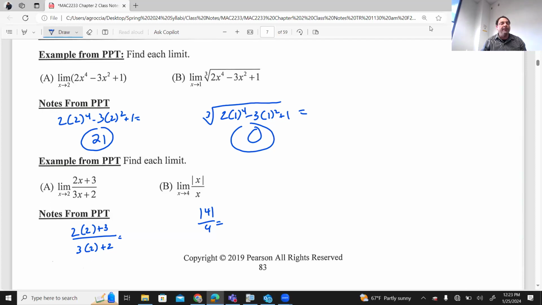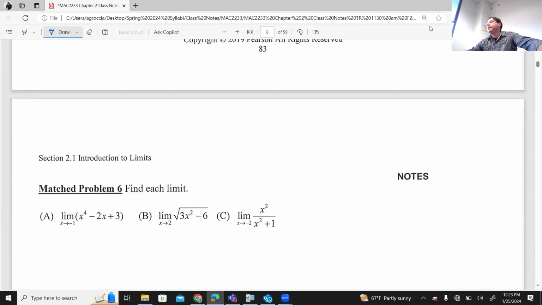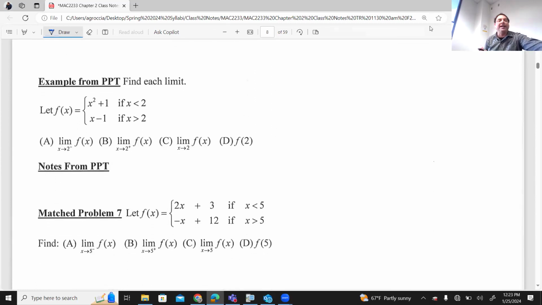What do you get for the bottom left one? 7/8. And the absolute value of 4 is 4. 4 divided by 4 is 1. Are we okay? No issues at all, because we understand there's no problems plugging in those numbers. Okay? And when it's like that, the limit and plugging in are the same, just like we did with the 0 earlier. Okay?